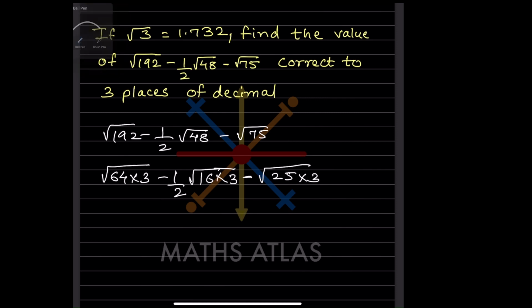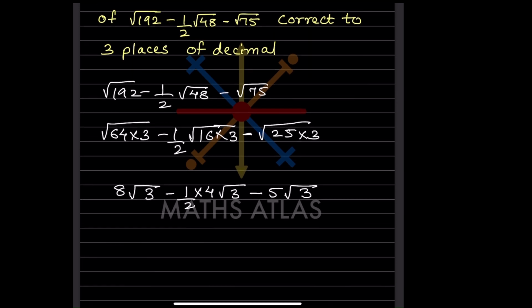So now what are we going to write in the next step? This is root of 64, which is going to be 8. So 8 will go out of the root, and what remains in the root is 3. Now again you will write 1 by 2. Now here this is 16, 16 will go out of the root as 4, and root 3. Now here will be 25, when it goes out of the root that will be 5, and that is root 3. So now how will you write this one? 2 1s are 2 and 2 2s are 4. So 8 root 3 minus 2 root 3 minus 5 root 3.